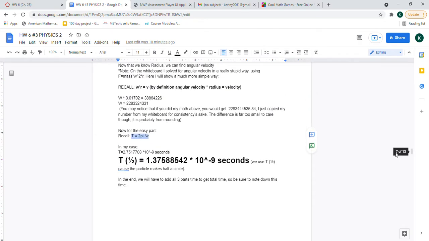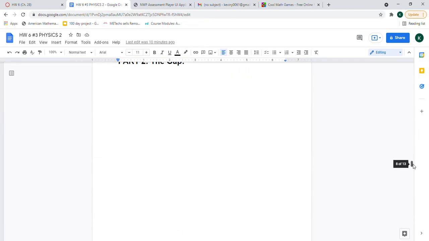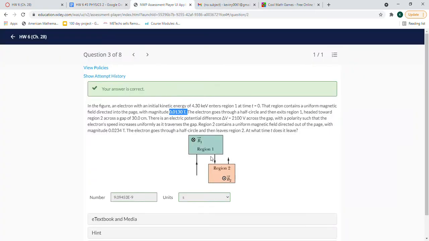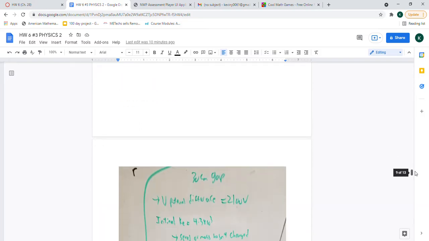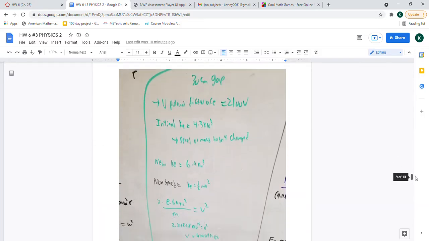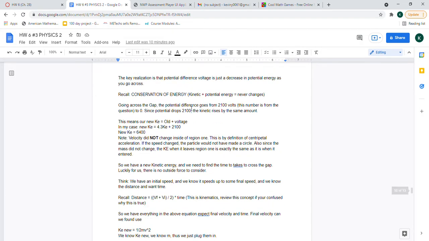Okay, so this is your time from the first region. Make sure you note this down, and make sure you really understand this process, because for the second region, you do a very similar thing. But let's now look at the little gap. So now we're looking at this part. Okay, so here's the work for it.